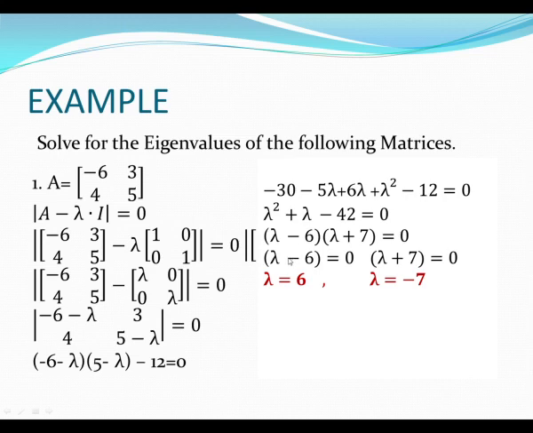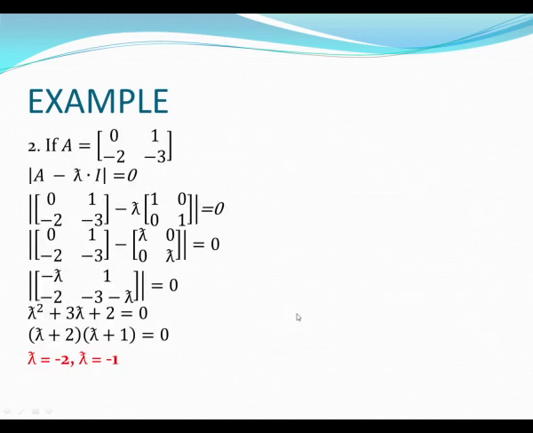Then all you have to do next is equate each factor to 0. So lambda minus 6 equal to 0. Lambda plus 7 equal to 0. So we have the value of lambda as, transpose the 6, it becomes positive 6, transpose the 7, negative 7. So these are the eigenvalues. One is 6, the other one is negative 7.